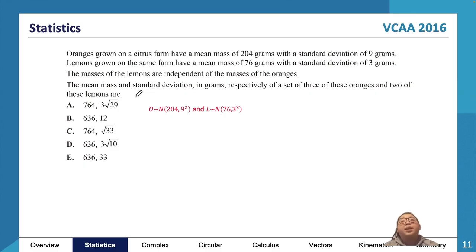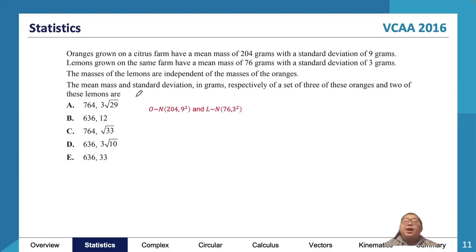So what we're going to do from there is first define our 2 variables. So oranges are going to be normally distributed by 204, 9 squared, and this is something important to do for normal distributions: state what variable you're using and also tell them what it's distributed by. It just helps organize it better and also makes your working out cleaner. And lemons are normally distributed by 76 and 3 squared.